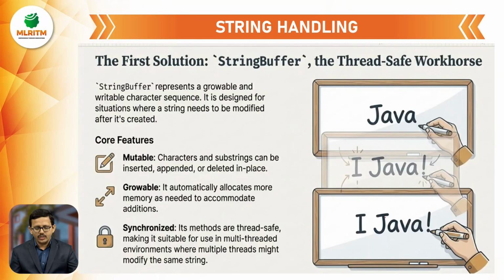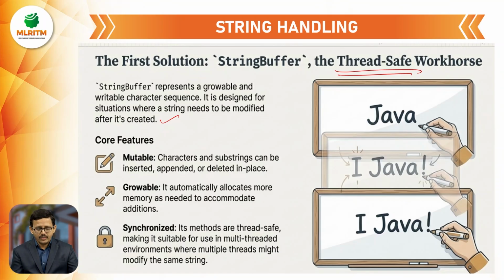The first solution is the string buffer, the thread safe workhorse. Thread safe is one of the important things. Let us see what that is. String buffer represents a growable and writable character sequence. It is designed for situations where a string needs to be modified after it is created. That means we know beforehand, before creating a string, that we are going to modify it.